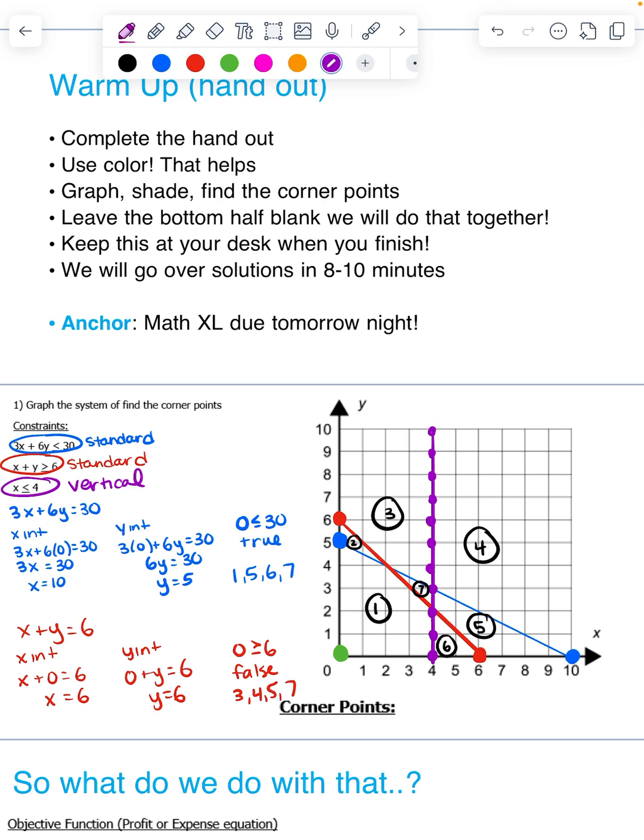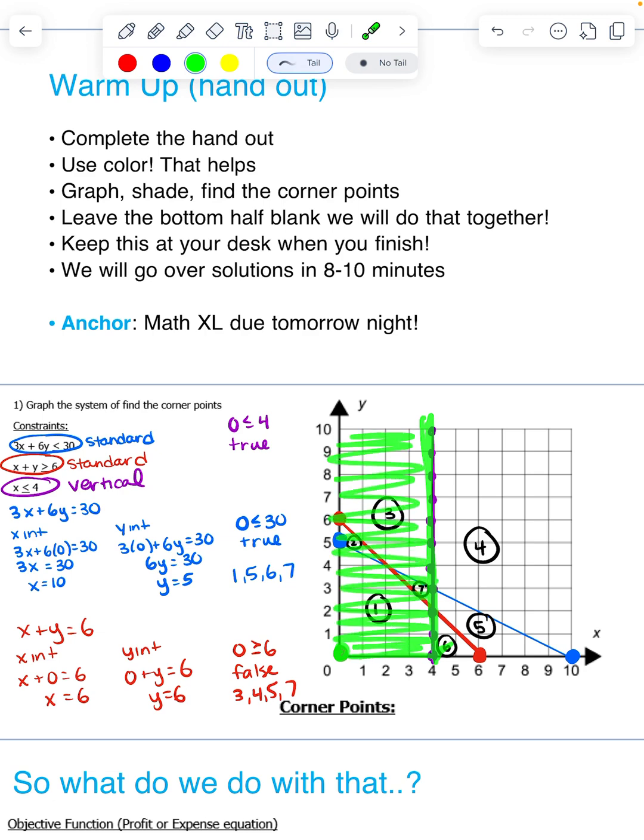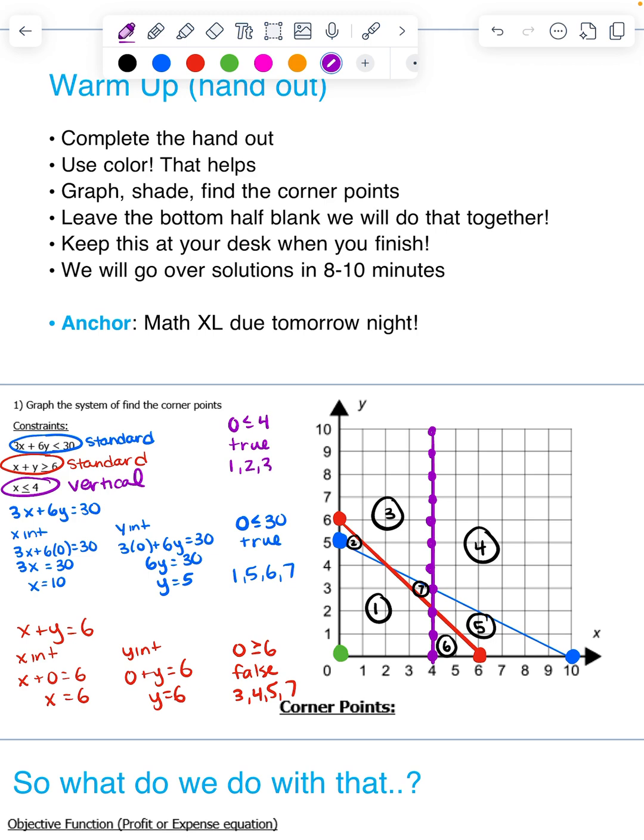And then finally, I'm testing the purple line. 0 is less than or equal to 4. And that's true. So, purple line, here 0, 0, it's true. So everything on this side of the line is also true. So I would shade this way, which would give me 1, 2, 3, and 7. And the consistent thing across the board here is 7. All right. And so my shaded region ends up being this triangular shape in the middle.